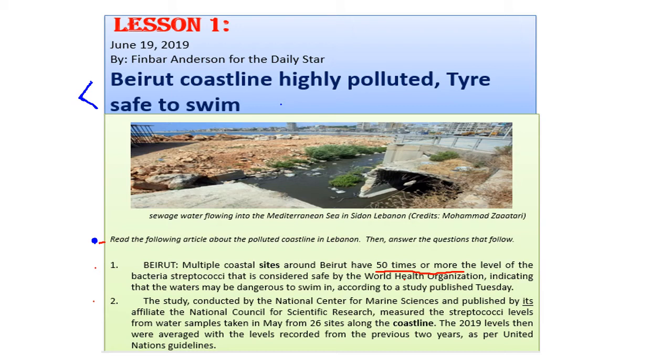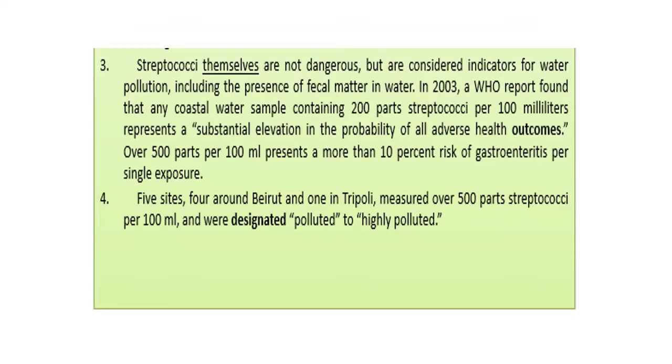Paragraph 2, the study. So there was a study done. The study conducted by the National Center for Marine Sciences, meaning sciences related to the sea, and published by its affiliate, the National Council for Scientific Research, measured the Streptococci level from water samples taken in May from 26 sites, places, S-I-T-E-S, along the coastline. The 2019 levels then were averaged with the levels recorded from the previous 2 years as per United Nations guidelines. Okay, let's see what it turns out to be.